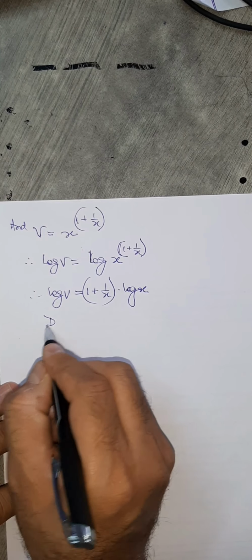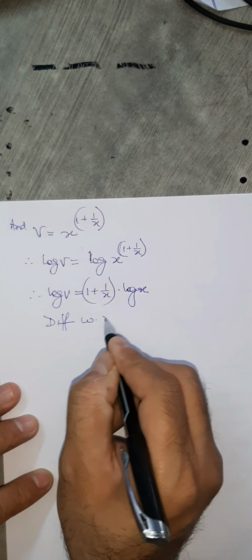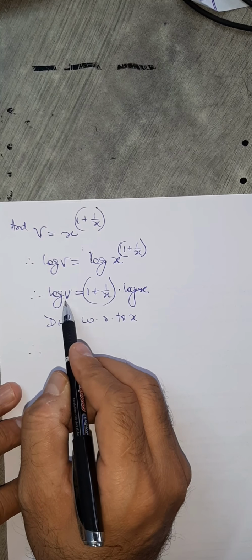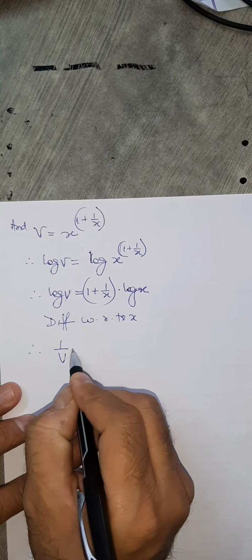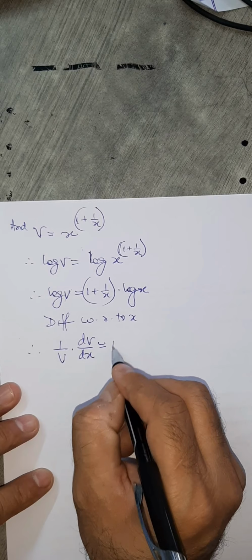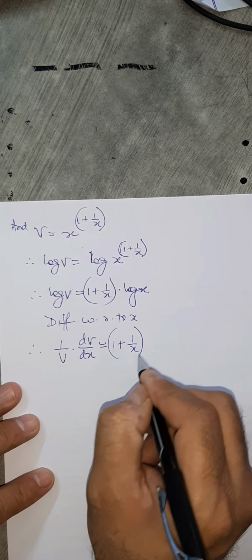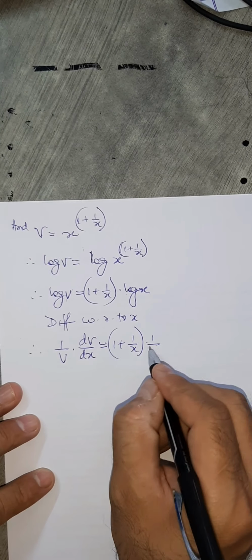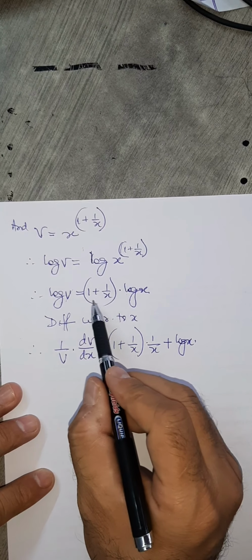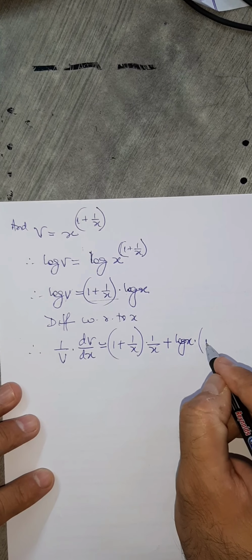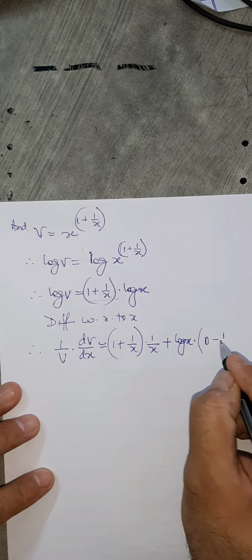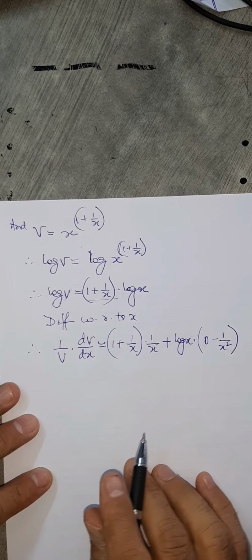Now differentiating with respect to x. What is the derivative of log v? Imagine this is x. So 1 upon v into the derivative of v with respect to x, that is dv by dx, equals (1 plus 1 upon x) as it is into the derivative of log x, 1 upon x, plus log x as it is, differentiation of this by product rule. The derivative of 1 is 0 and the derivative of 1 upon x is minus 1 by x square.